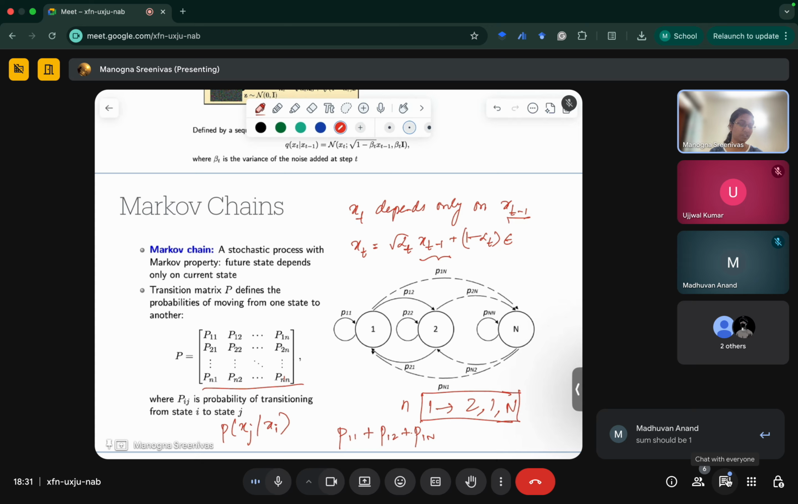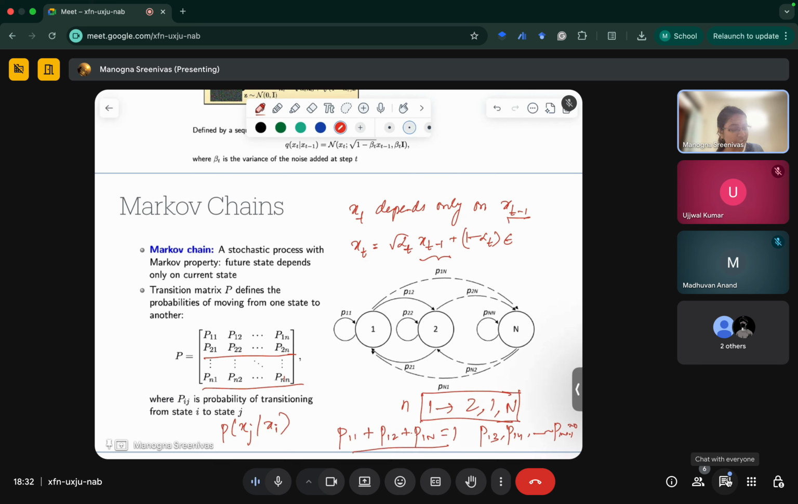Sum should be 1. Yes. So this should sum to 1. Every row here represents the probability of going from the current state, whatever that row i is, to every other state possible. Some of these can be zeros also. When I'm saying this is equal to 1, I'm also saying that P13, P14, P1(n-1) are all zeros because they are not connected. From state 1 you can't go to any of them.